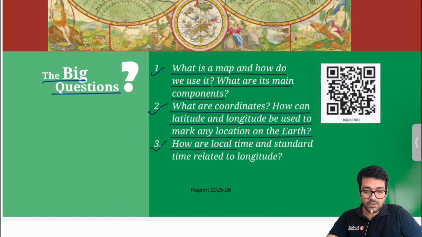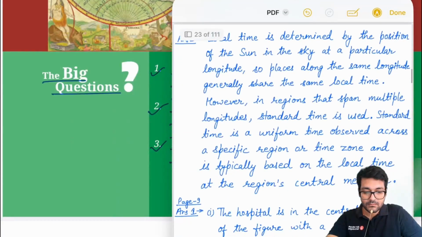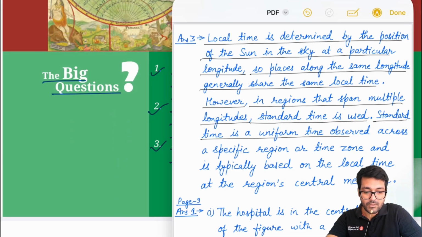3. How are local time and standard time related to the longitude? You can write like this. Local time is determined by the position of the sun in the sky at a particular longitude. So, places along the same longitude generally share the same local time. However, in regions that span multiple longitudes, standard times are used. Standard time is a uniform time observed across a specific region or time zone and is typically based on the local time at the region's central meridian.